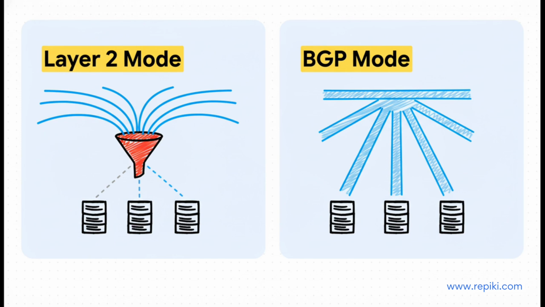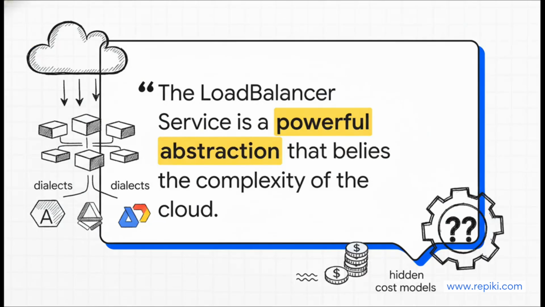For real cloud-like performance, you need BGP mode. Now, BGP is the protocol that literally runs the internet. It's more complex to set up, for sure, but it allows your cluster to talk directly to your network routers to provide truly scalable, highly available load balancing. It's the professional choice.